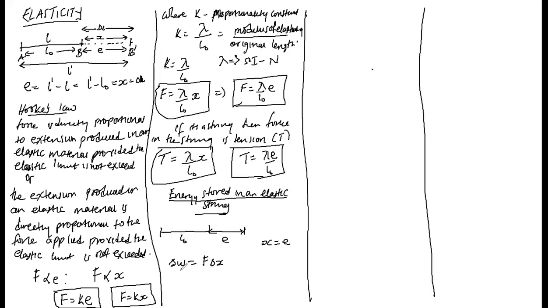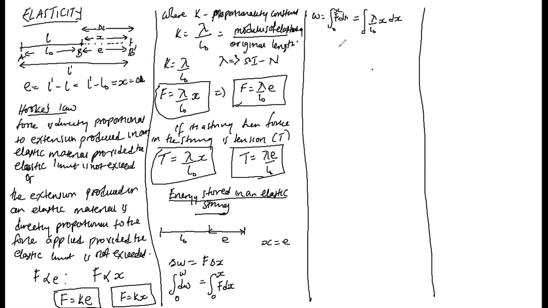From no work to some work done is equal to the integral from no extension at all to an extension x of f dx, whereby total work done shall be equal to the integral of f dx from 0 to x. Some books can have from 0 to e. This will give me the integral of lambda over L naught times x dx, and this is integrating from 0 up to x.